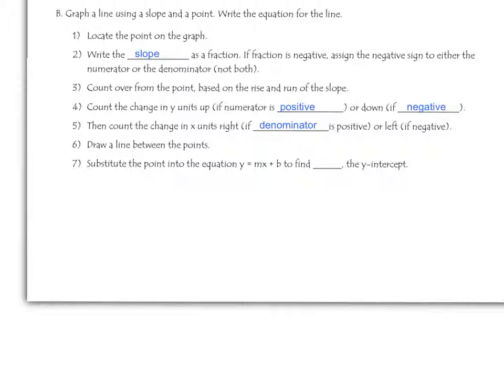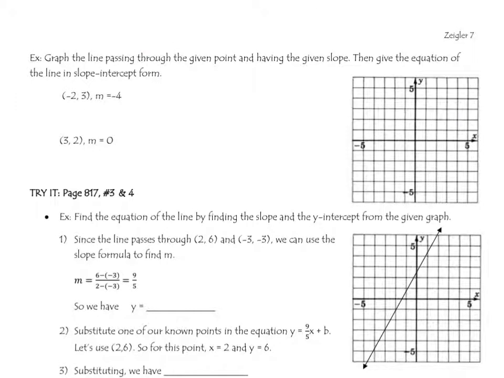Now this is a new step that we didn't have to do before when we were given the y-intercept. So let's work an example using this procedure. On page 7, we are to graph the line that passes through a given point and has a given slope, and then we are to give the equation of the line in slope-intercept form. So we have the point (-2, 3), and we have the slope -4.